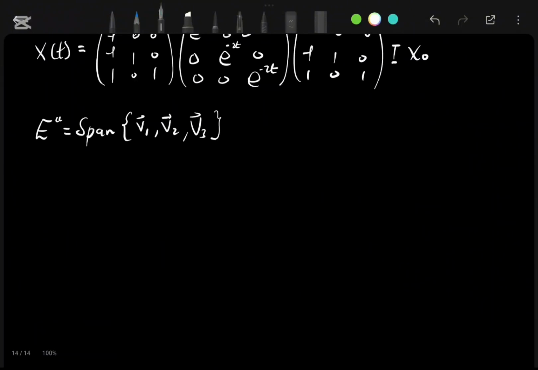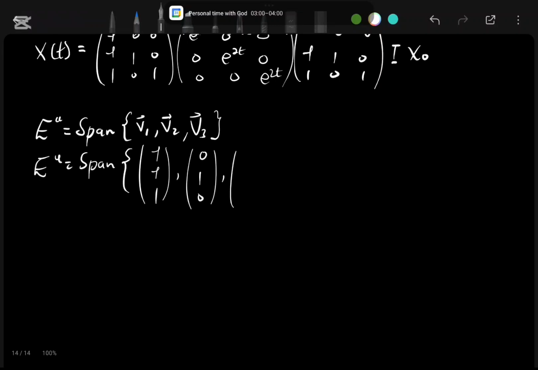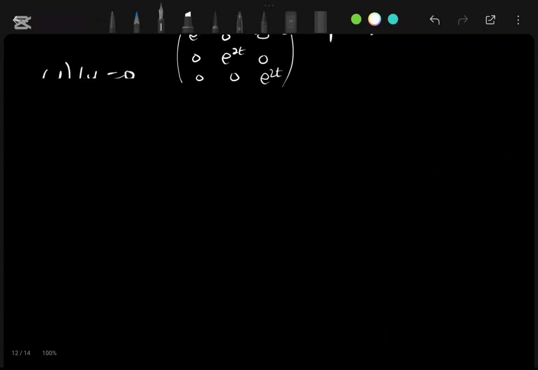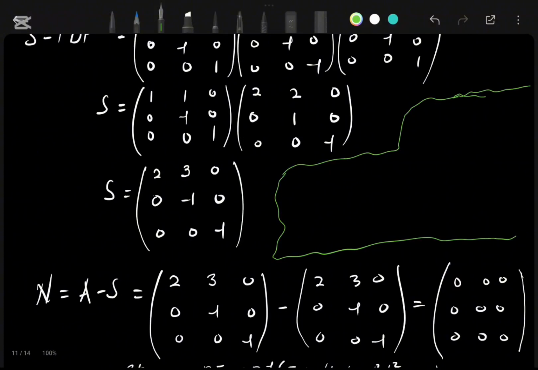So our stable subspace E of S is given by the span of the vectors v2 and v3, whilst the unstable subspace is given by the span of the vector v1.